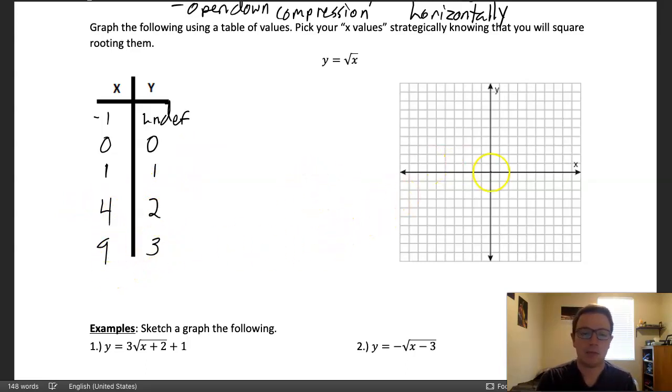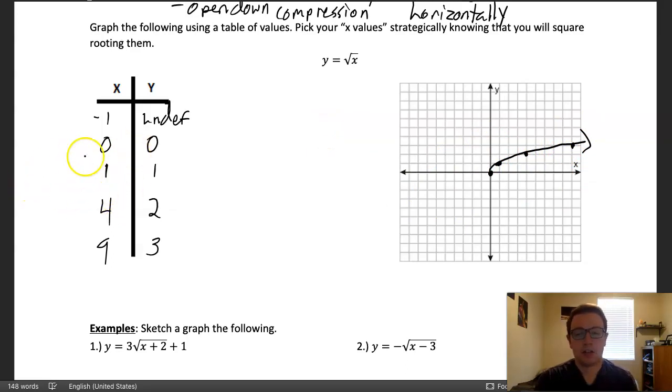Meaning we can graph these points out. We have nothing at -1. At 0, we're at 0. At 1, we're at 1. At 4, 1, 2, 3, 4, we go up to 2. And at 9, we go up to 3. So our graph just sort of abruptly starts at 0, and then it goes up in a little bit of a curve.